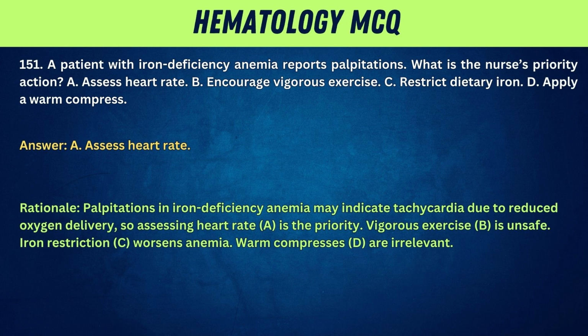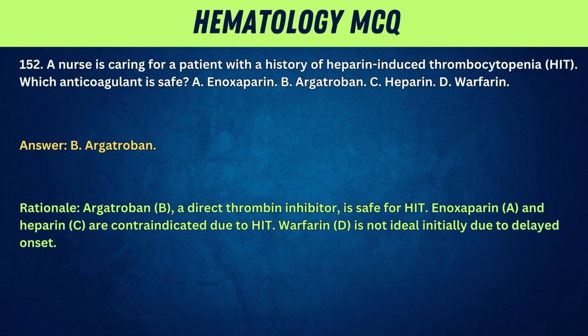are irrelevant. 152. A nurse is caring for a patient with a history of heparin-induced thrombocytopenia, HIT. Which anticoagulant is safe? A. Enoxaparin. B. Argatroban. C. Heparin. D. Warfarin. Answer: B. Argatroban. Rationale: Argatroban, B, a direct thrombin inhibitor, is safe for HIT. Enoxaparin, A, and heparin, C, are contraindicated due to HIT. Warfarin, D, is not ideal initially due to delayed onset.